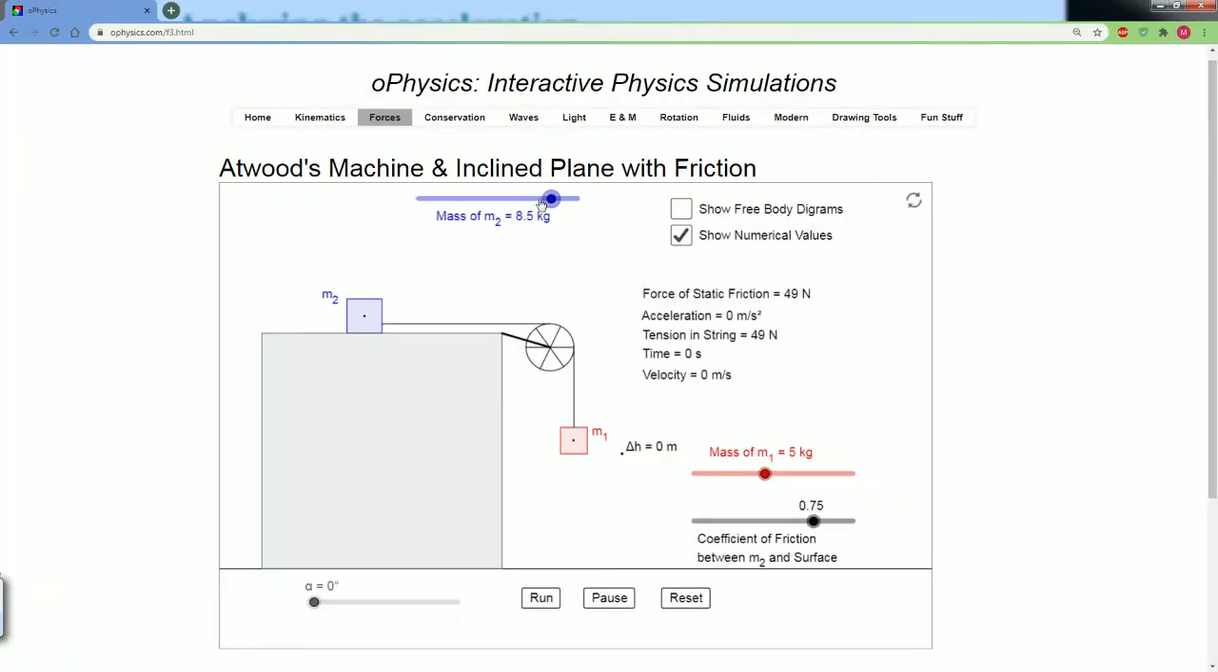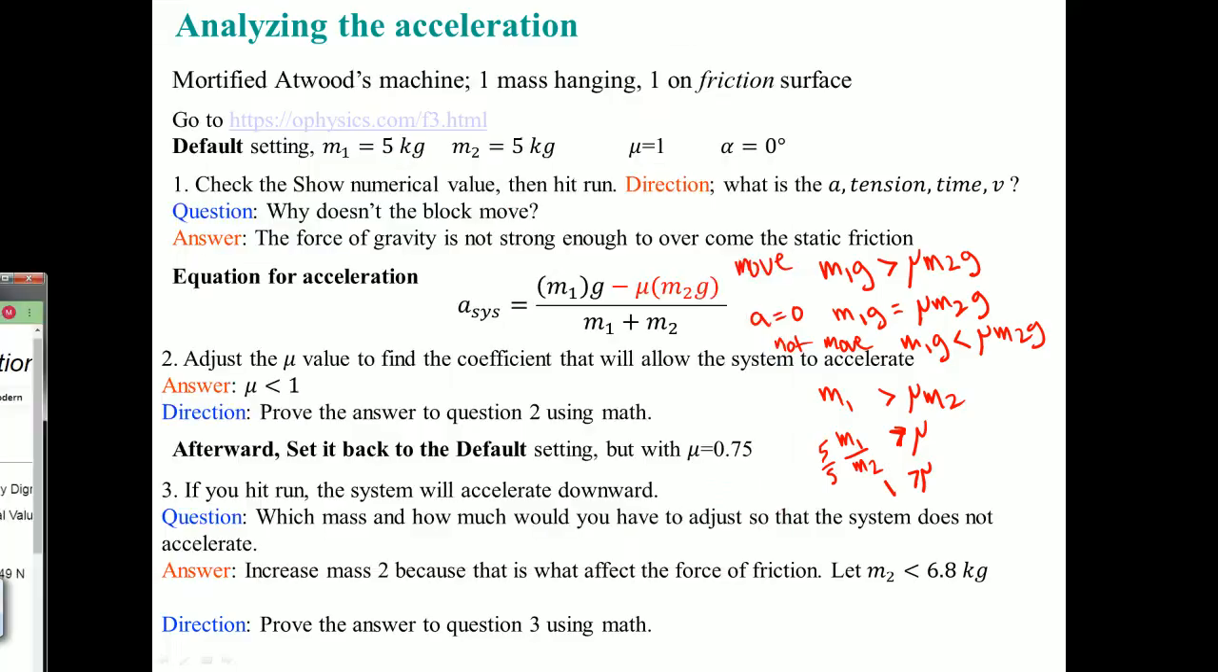Hold on. M2 has to be greater than or less than. So it goes really quick, then it becomes 0 here at 6.7. If M2 becomes less, it accelerates, but if it becomes more, it doesn't accelerate. So that's why we have to keep mass 2 less than 6.8.